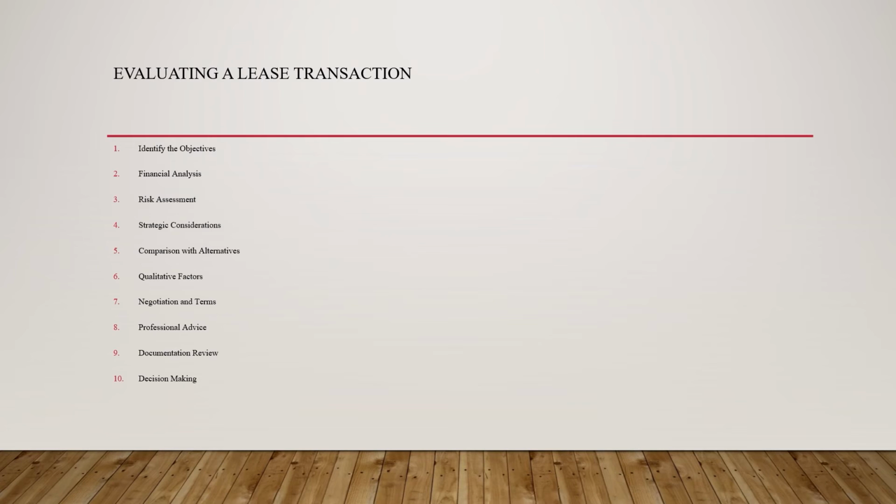So certain steps are to be followed whenever two parties are entering into a lease transaction or lease agreement. First thing is that they need to identify the objectives. They need to define the purpose of the lease transaction. Are you seeking to acquire an asset without a large upfront payment? That is the lessee's perspective. Or to generate income from an asset you own, the lessor's perspective. So one needs to identify the objective or purpose of the lease transaction.